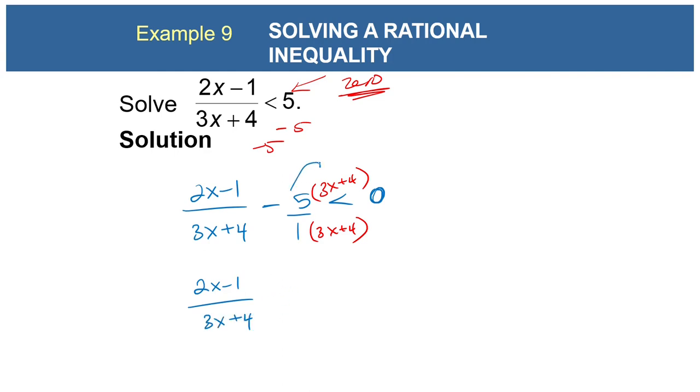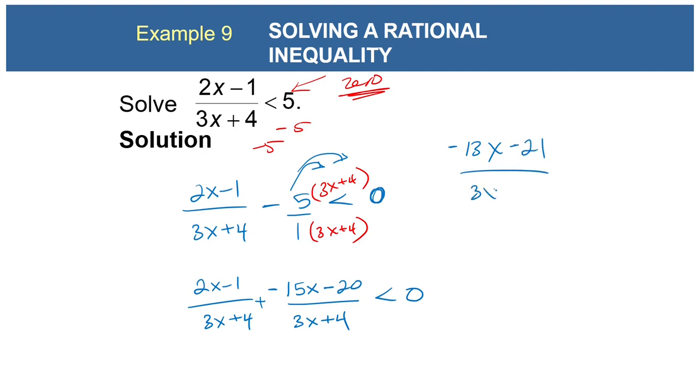Now I can distribute that -5. And that's (-15x - 20)/(3x + 4) < 0. Now, what can we do next? We can collect like terms for the top. That gives me 2x - 15x, that's -13x. And then -1 and -20 is -21, over 3x + 4, is less than 0.